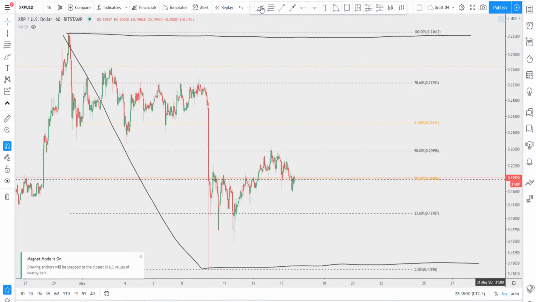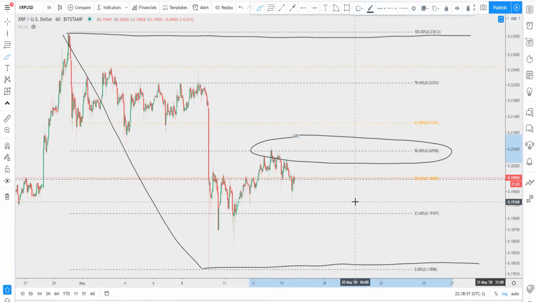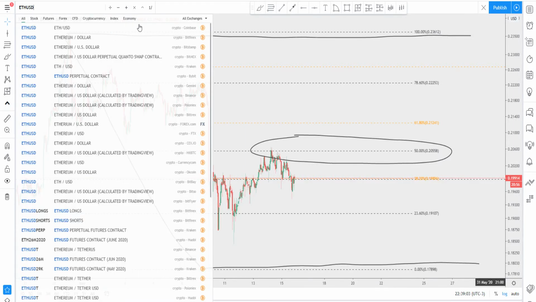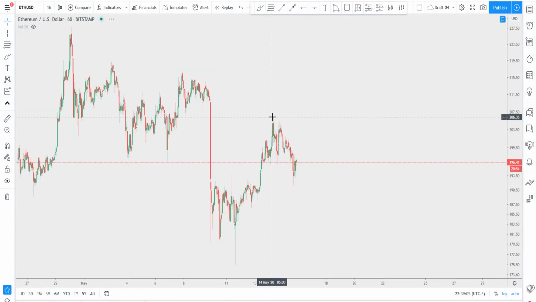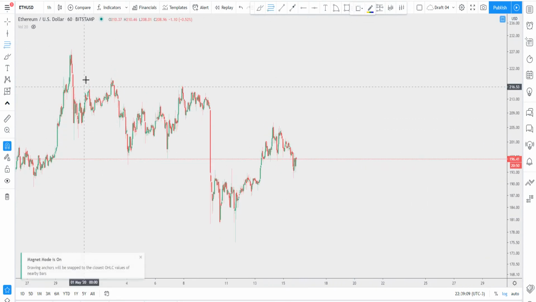So you can see here, we made it to the 50. And now if we take a quick look on Ethereum, just for the sake of this example, so you guys can understand, it will take just 1 minute. Hold your hats.